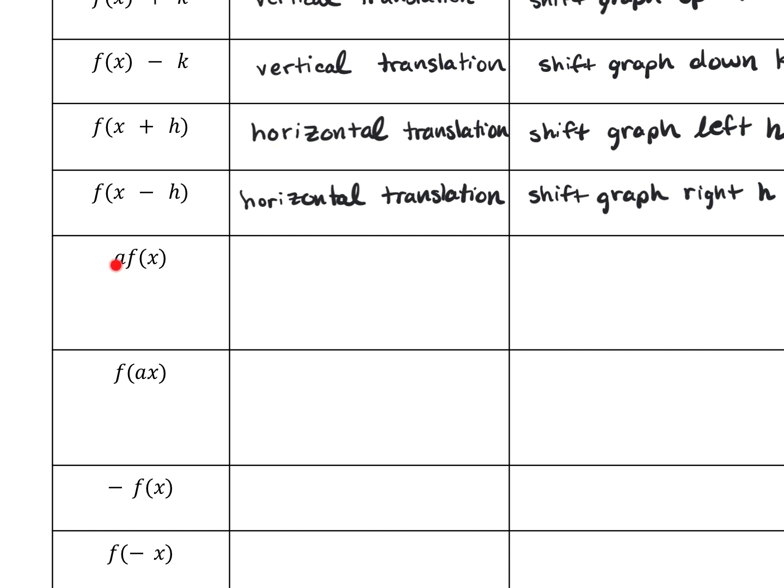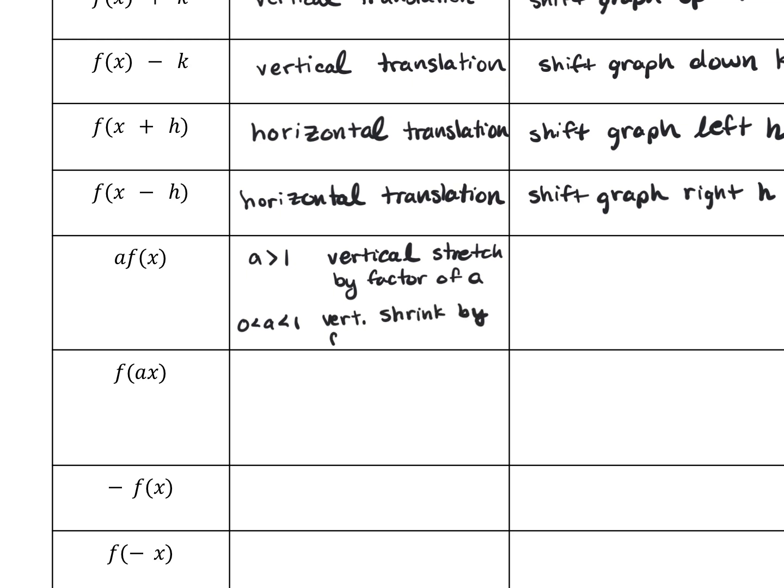of a. One thing to note is that a will always be positive. If you see a negative, treat it as a separate transformation. So a is always positive. Now, if a is greater than 1, we would call this a vertical stretch by a factor of a. And if a is less than 1, so it's between 0 and 1 because it's always positive, we would call this a vertical shrink by a factor of a.